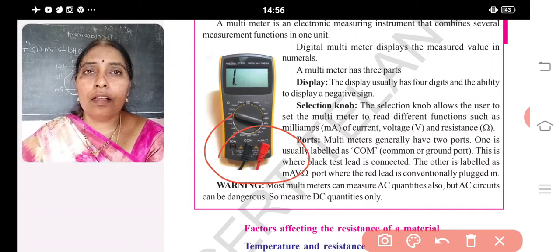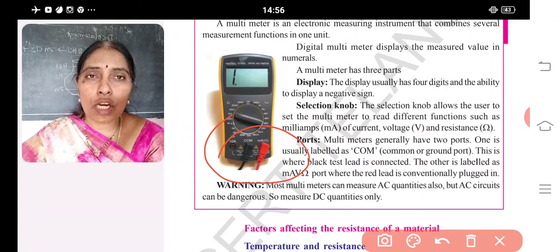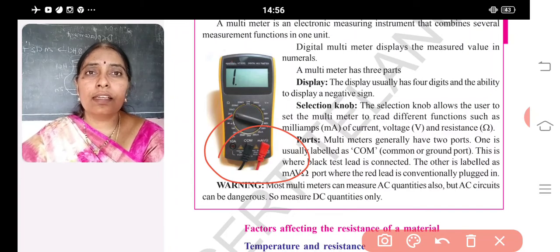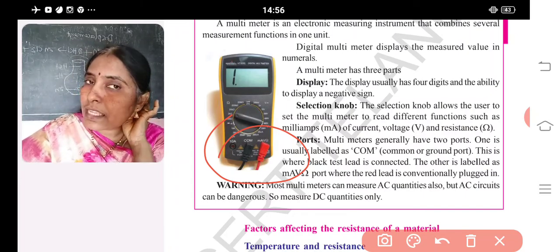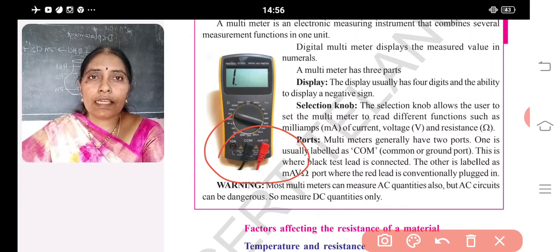And the conductors which obey Ohm's law are called ohmic conductors, and those which do not obey Ohm's law are called non-ohmic conductors. Okay, this is the limitation of Ohm's law. This law suits only metals and does not suit semiconductors as well as fluids, that is, gaseous conductors.